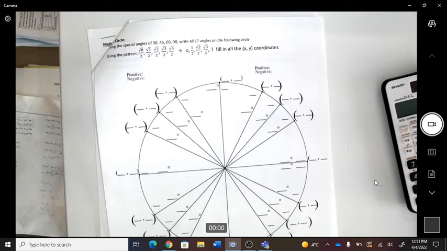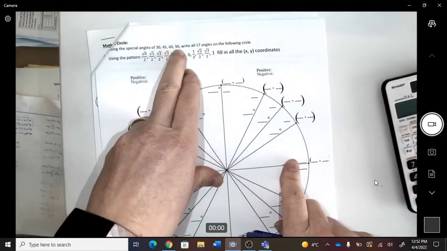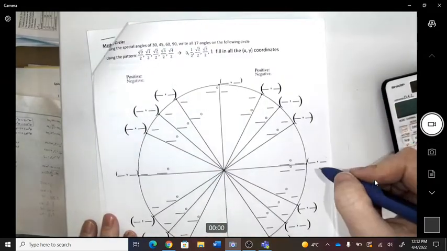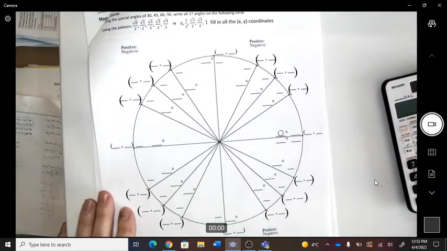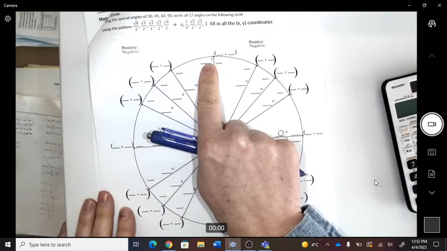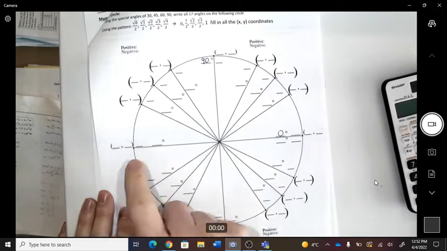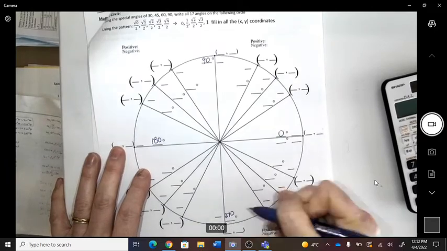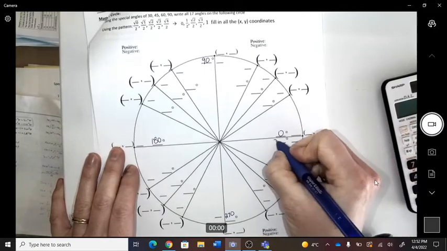So the first thing is we're going to make a pattern on this circle using angles of 30, 45, 60, and 90. So let's write the quadrant angles. Over here we have 0 degrees. What's the angle right at the top? 90. What's the half circle? 180. At the bottom, 270. And to end, 360.